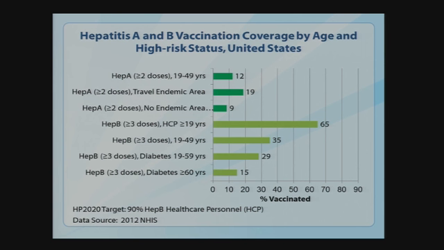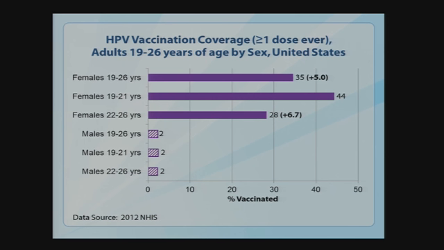Looking at HPV vaccination, among women aged 19 to 26 years, 35% reported receiving at least one dose of HPV vaccine. And this represented a 5 percentage point increase compared to 2011. And again, this increase was primarily due to increases in non-Hispanic whites. Coverage among women 19 to 21 years was 44%. Among women 22 to 26 years, it was 28%, and this was a 6.7 percentage point increase compared to 2011.